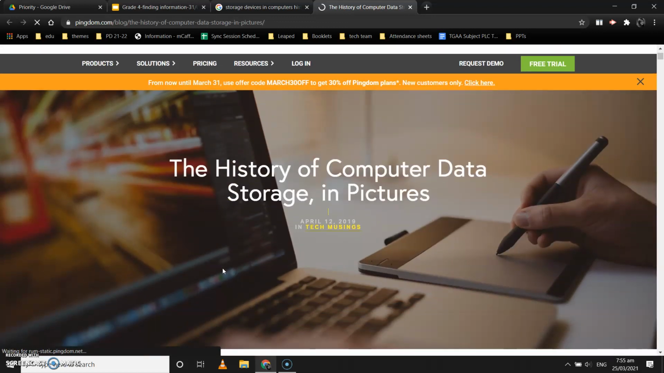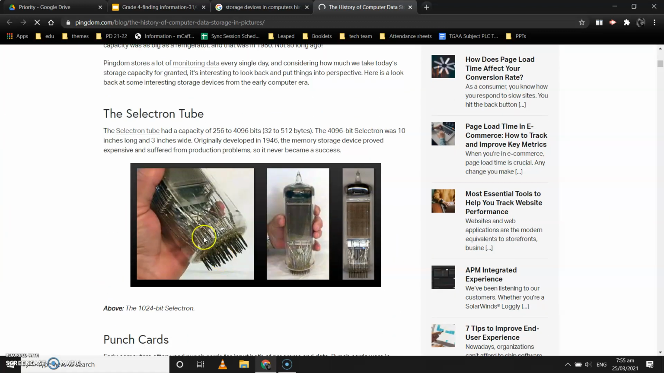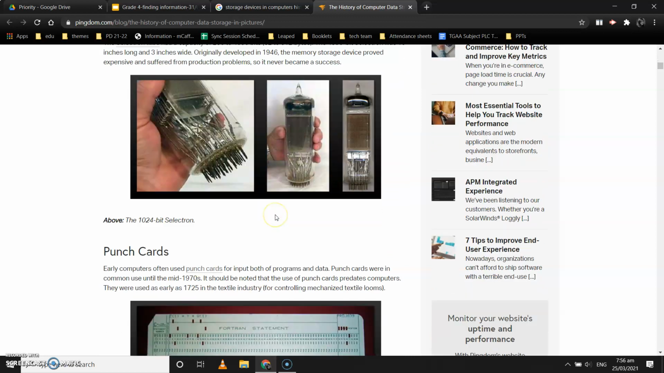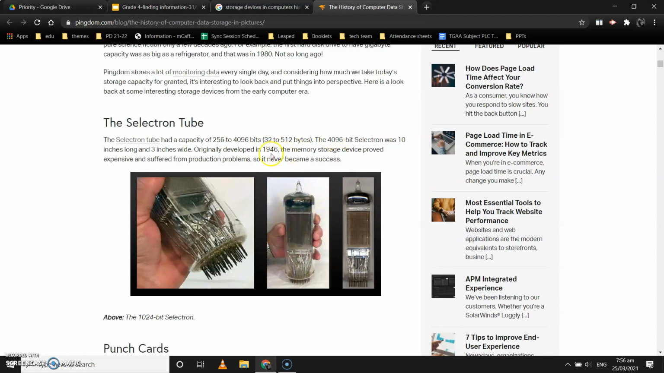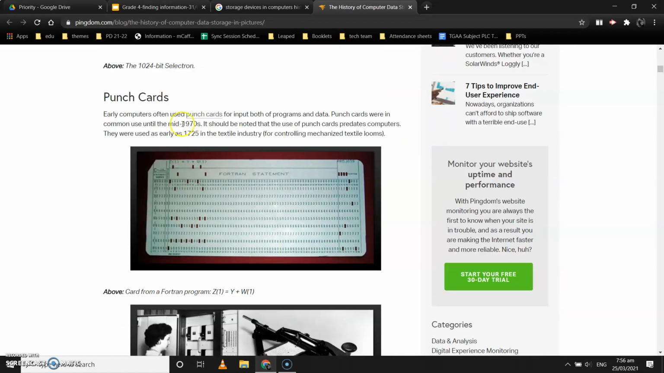We need to find out the information for 3 time periods, right? 1970 to 1980, 1980 to 1990, and 1990 to 2000. See, this electron tube has a capacity of 256 to 4096 bits. It is bits. And it was developed in 1946. We don't want 1946. Okay, see, punch cards were developed in mid 1970s.